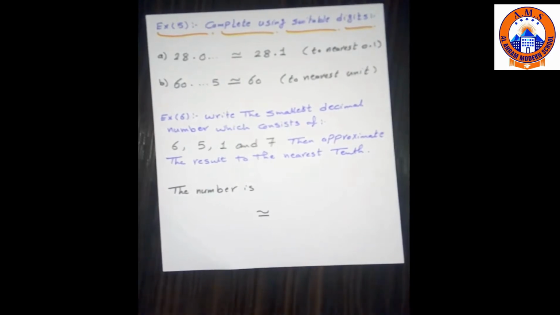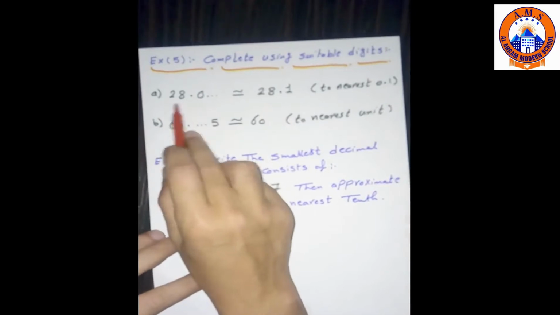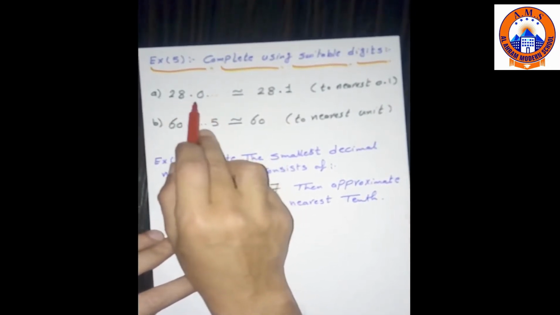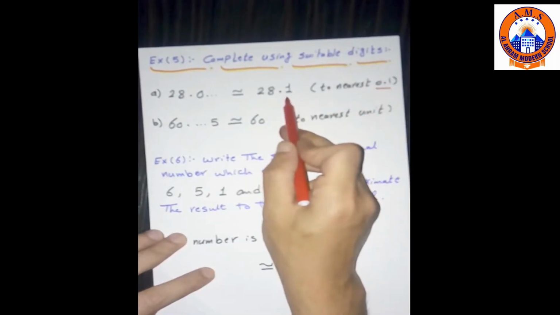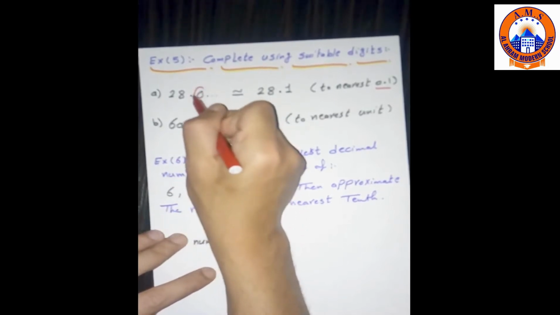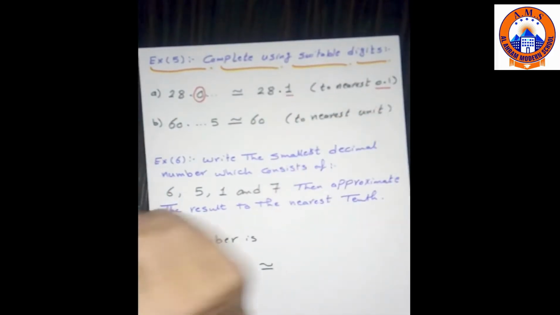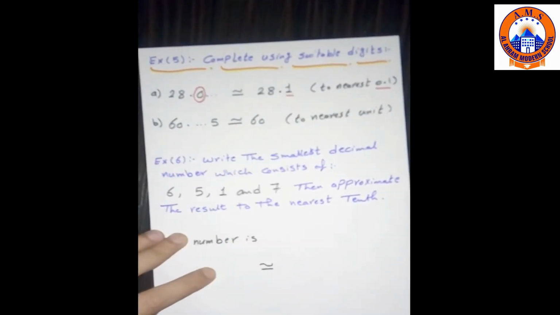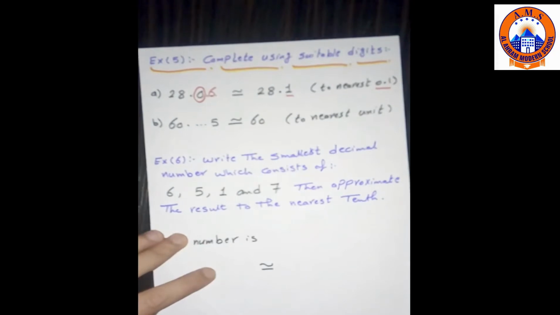Complete using a suitable digit. We have to complete the following question using a suitable digit to get this answer. So, what should I put here in this number? Because when it's approximated to the nearest tenth, it becomes 28.1. Whereas the tenth digit here is a 0. We want to increase this 0 to become 1. So here we have to put a strong number. You can put a number like 5, like 6, like 7, like 8, like 9. Any strong number. I'm gonna choose 6.